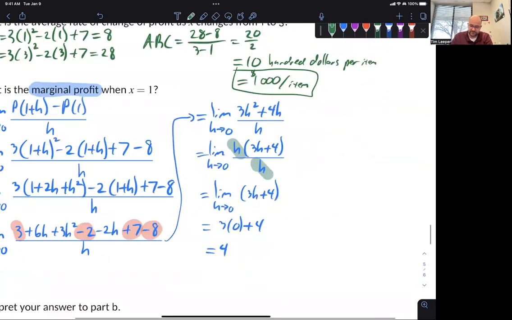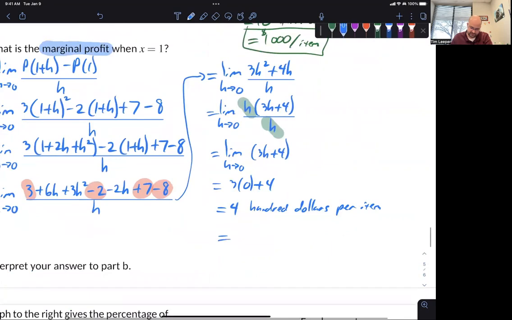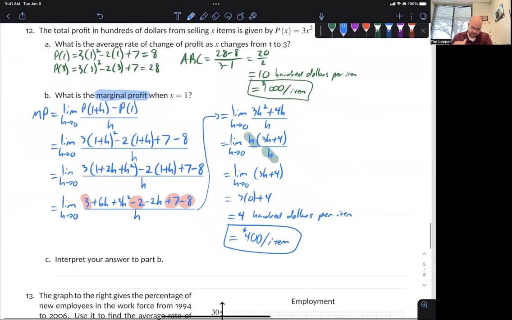Down here, the units are the same. $100 per item. But 400 is 4 times 100, which of course is 400. So this is $400 per item. And there you go.